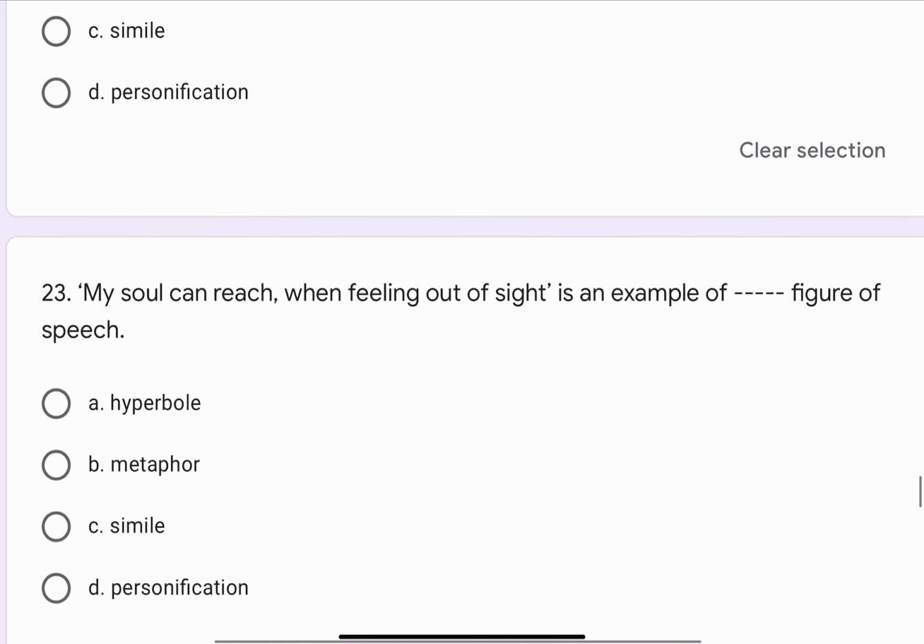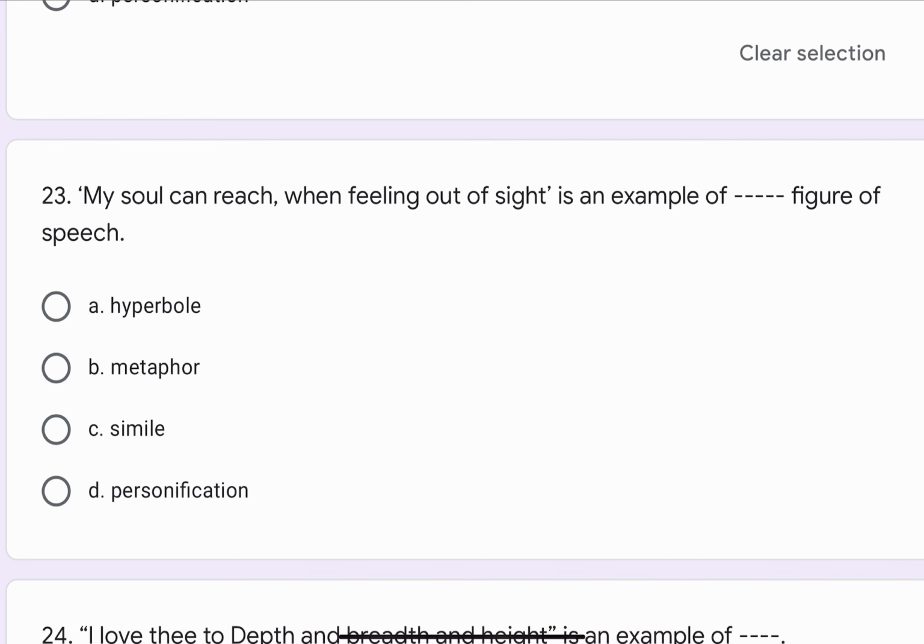Metaphor. Question 23. My soul can reach when feeling out of sight is an example of dash dash figure of speech. Options are A. Hyperbole, B. Metaphor, C. Simile, or D. Personification. The correct option is D. Personification.